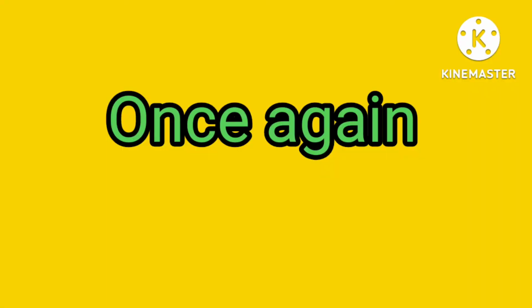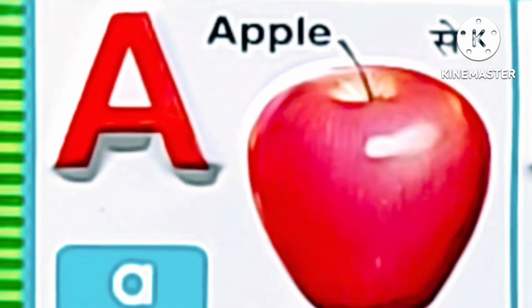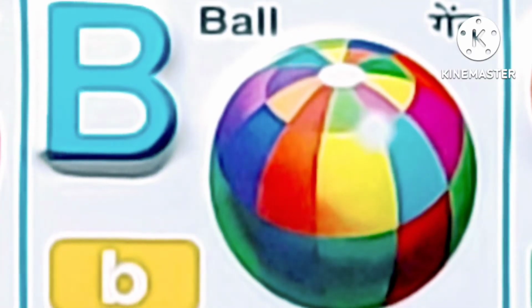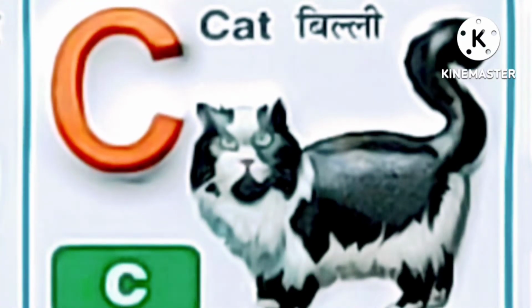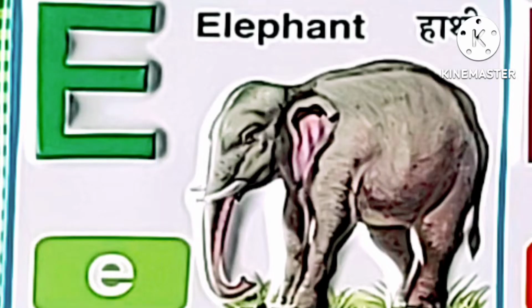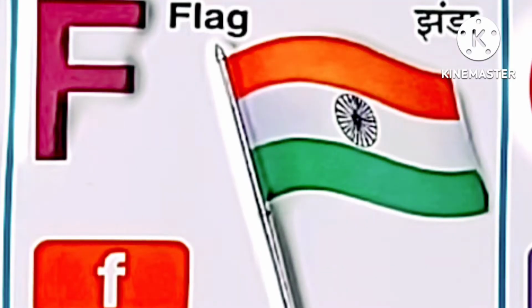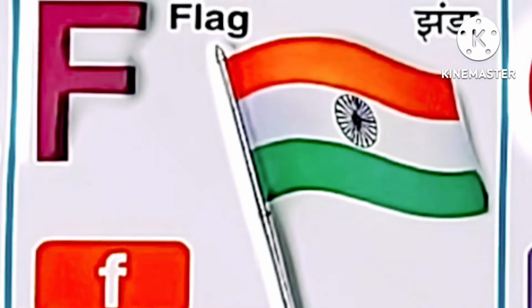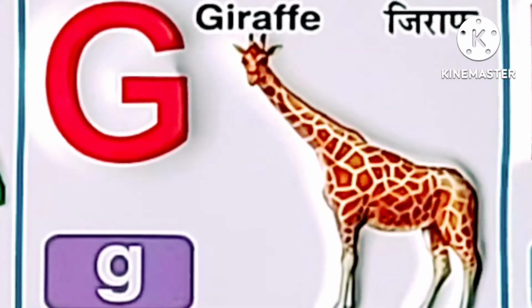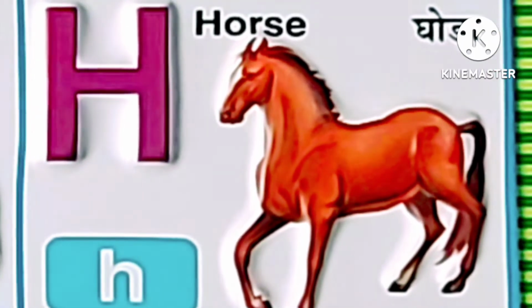Once again. A for apple. B for ball. C for cat. D for dog. E for elephant. F for flag. G for giraffe. H for horse.